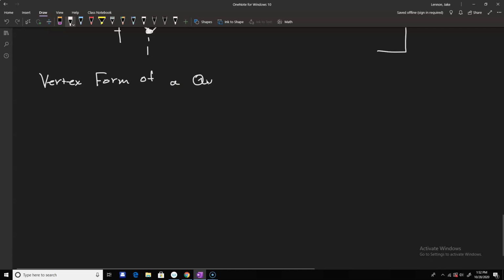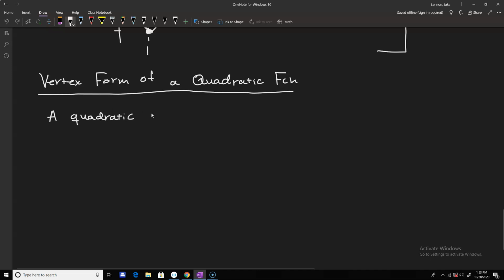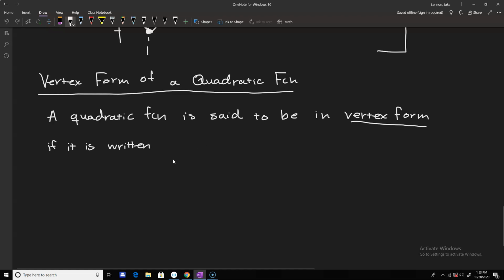So vertex form of a quadratic function. Sorry, I'm underlining the wrong thing too. A quadratic function is said to be in vertex form if it is written f of x equals a times x minus h quantity squared plus k, where h comma k is the vertex.